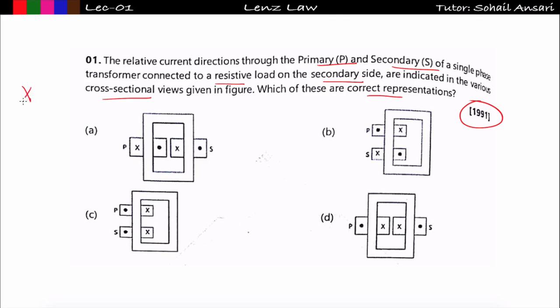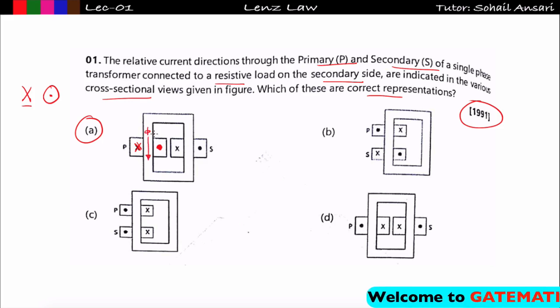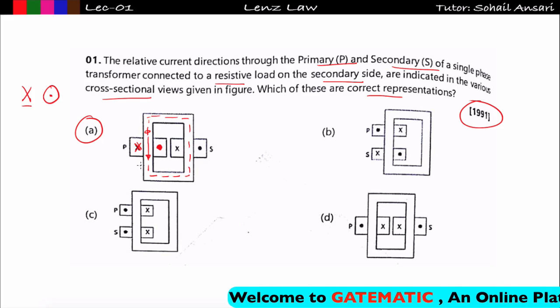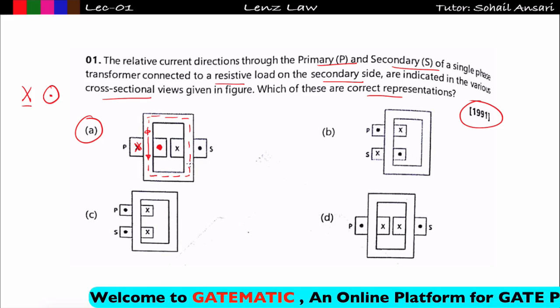Here cross represents that the current is entering into the paper, and dot represents that current is leaving out of the paper. Okay, in the primary side, see the first option. In the primary side, this is cross and this is dot, means here current is entering into the paper and here current is leaving out of the paper. So according to right hand thumb rule, what is the direction of flux? The direction of flux you will get is something like this. This is the direction of flux. So the flux direction I am getting according to the convention given is anti-clockwise.